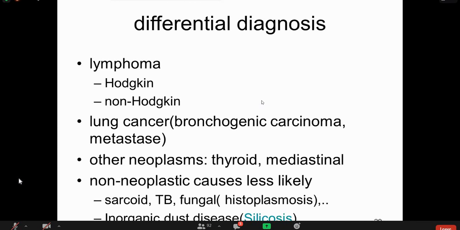And then please remember there is a group of inorganic dust disease, which is called silicosis. And there are some other entities as well, like I think you must have heard or read about berylliosis and coal worker pneumoconiosis. So silicosis is the disease in which you get this type of lymphadenopathy. There are a number of occupational exposure diseases, but this one is responsible for this type of lymphadenopathy.